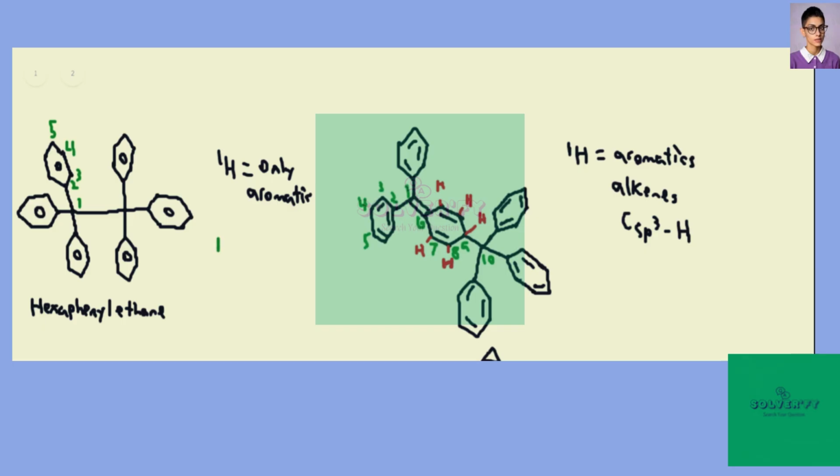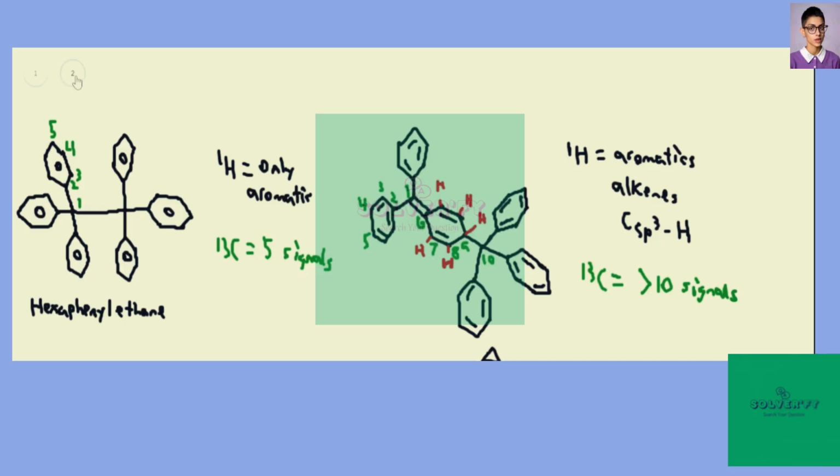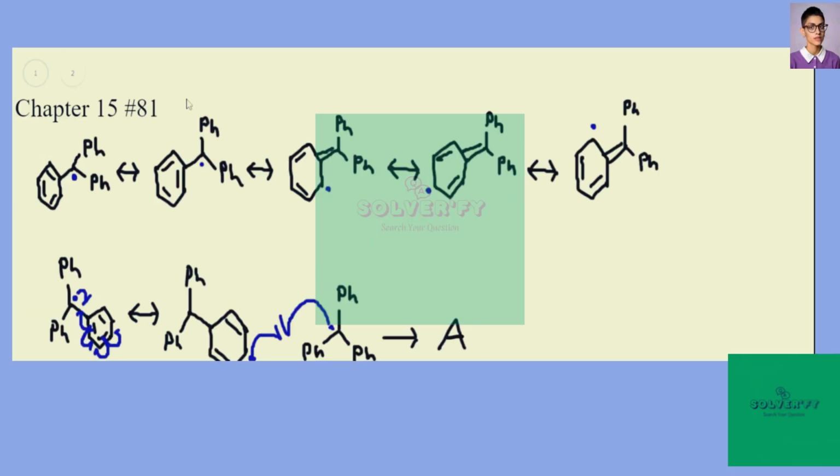And so let me just write that down. 13C: 5 signals for the hexaphenylethane. And for molecule A, 13C is going to be greater than 10 signals. So again, very easy to distinguish just by looking at it which molecule you have. Okay, so that's kind of a lot of information in this question. But again, here's the NMR stuff, and then here's parts A, B, and C. And that's the answer to Chapter 15, problem number 81.